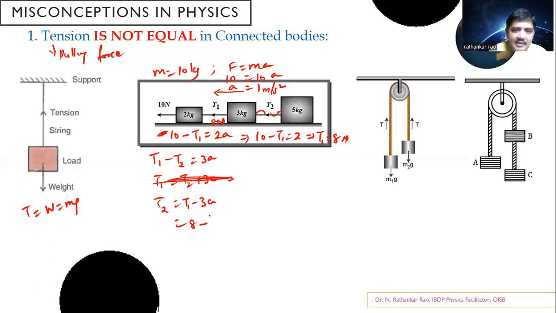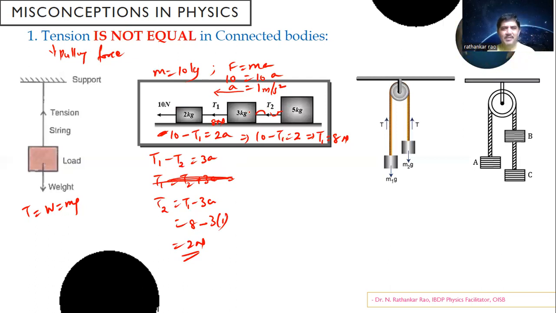minus what is 3 multiplied by A? What is A? 1. Which should just be equal to 2 Newton, right? This is one way of solving it. But the easiest way to solve it is, if you are applying a force of 10 Newton, this 10 Newton should get distributed in this object and this object. Simple. If this is 8 Newton, this should be 2 Newton.